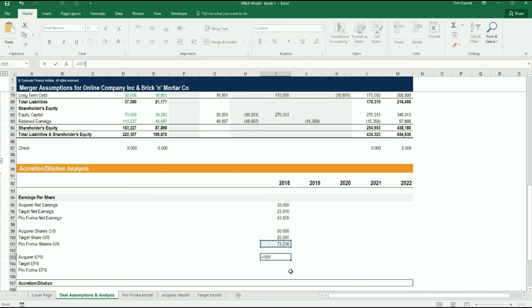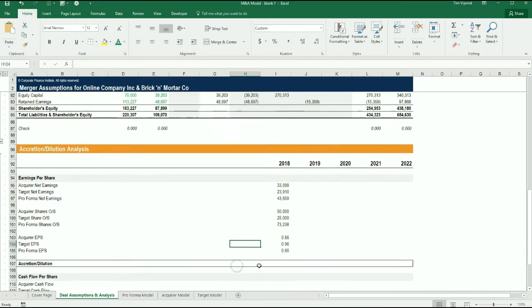Then we can calculate the earnings per share. We just take each one and divide it by the number of shares respectively and fill down. And then what you'll notice is we can calculate the change. So the pro forma EPS divided by the acquirer's original EPS minus 1 gives us that percentage change. And as you'll see in the initial year, it's actually dilutive. The company actually has less earnings per share the first year after the transaction than they did before.